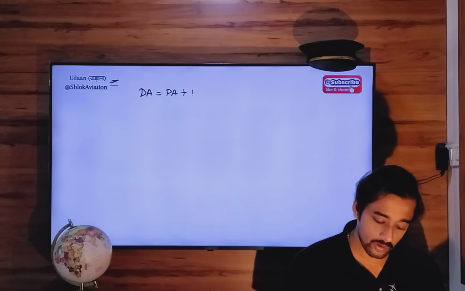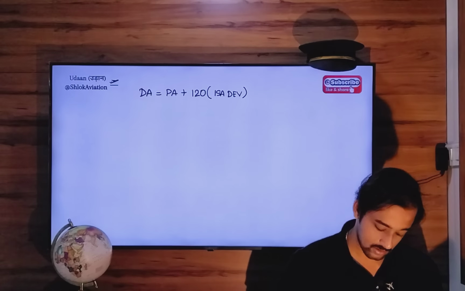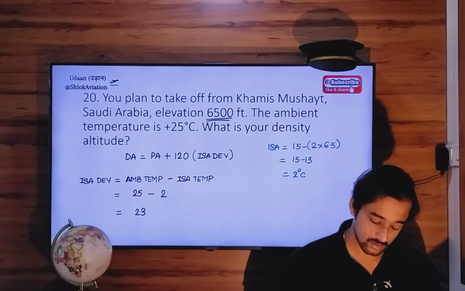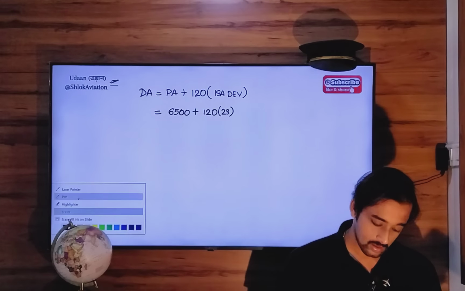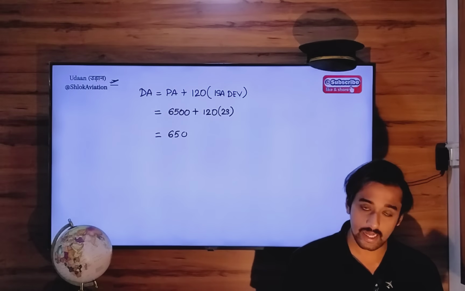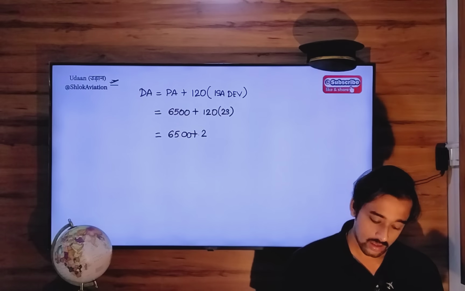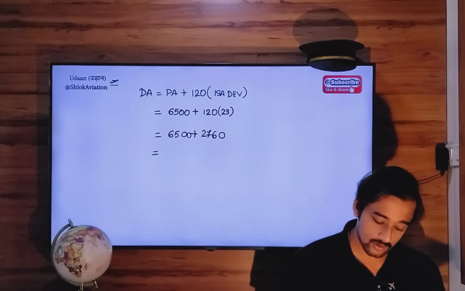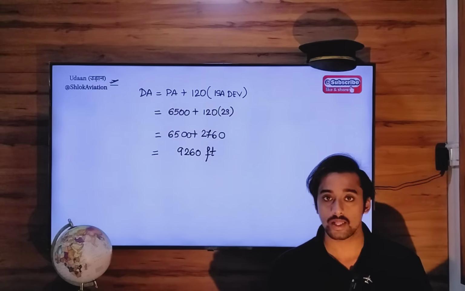Therefore, density altitude will be more than pressure altitude. Pressure altitude plus 120 into ISA deviation. So 6,500 plus 120 into 23, 2,760, is 9,260. So the correct answer is 9,260.